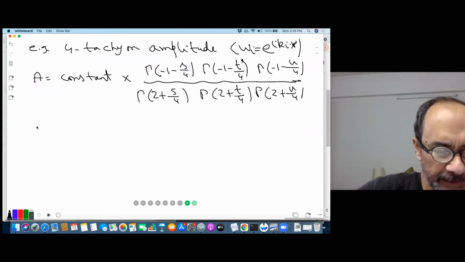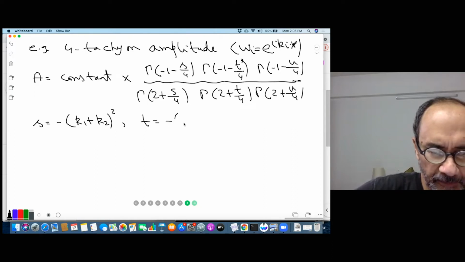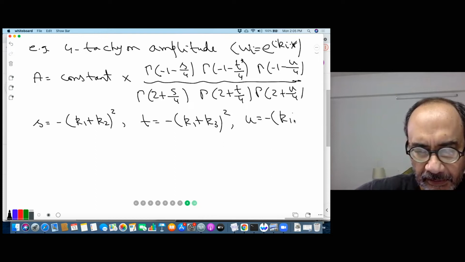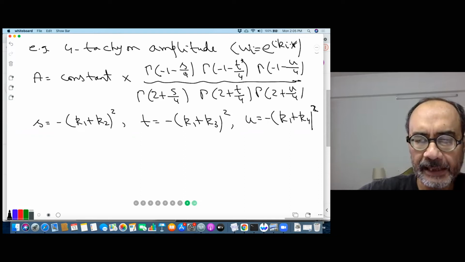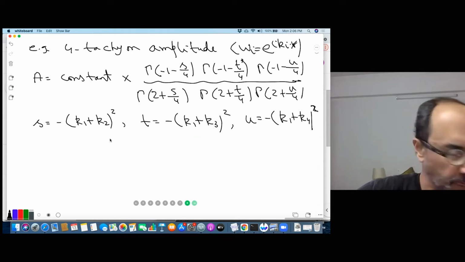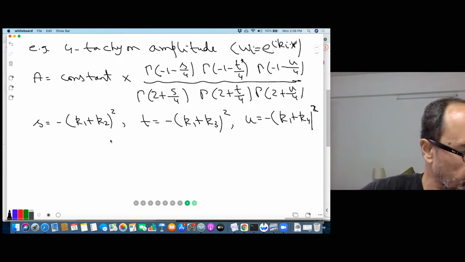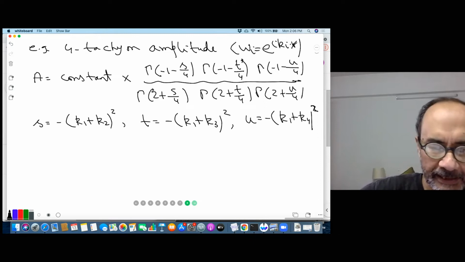so s here is k1 plus k2 squared, that's a Mandelstam variable, minus, in the mostly plus signature metric, it's minus k1 plus k2 squared, t is minus k1 plus k3 squared, and u is minus k1 plus k4 squared. And you notice that if we try to use the integral representation for gamma, that's what you get from string amplitude calculation. These actually are often divergent. Whenever the argument of gamma is negative, this is divergent. But by analytic continuation, you can define it almost everywhere except at some integer values of s, t and u. So analytic continuation works quite well in this case.